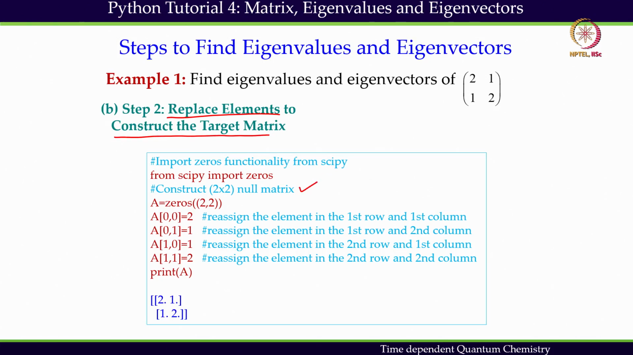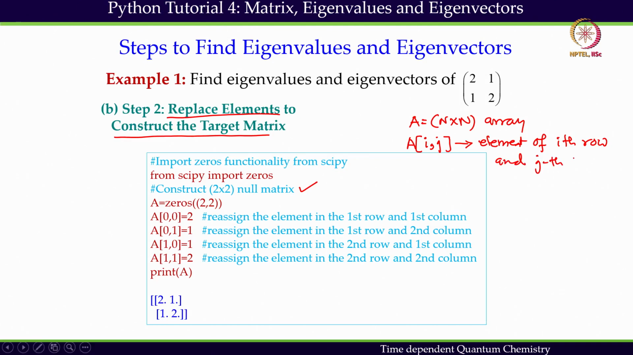For the replacement, if A represents an n by n array, then this construct A[i, j] represents the element of the ith row and jth column.